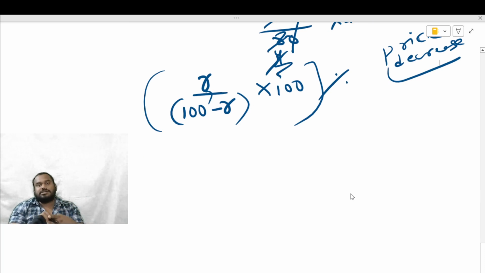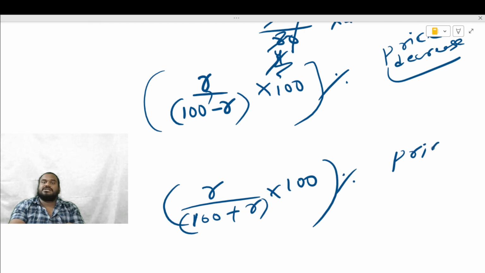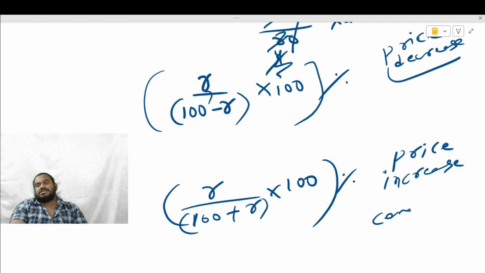There is one more formula. R by 100 plus R into 100, we'll get in percent. This is for price increase. The denominator has plus, so it means the net value will be negative. Negative is decrement. Decrement means when price increases, consumption decreases. When price decreases, consumption increases.